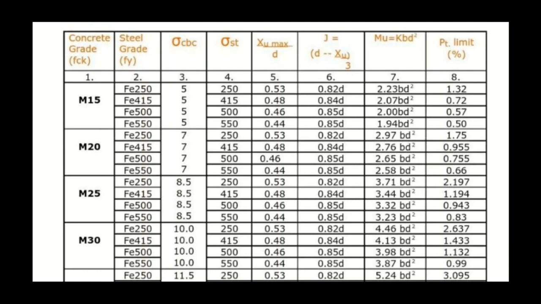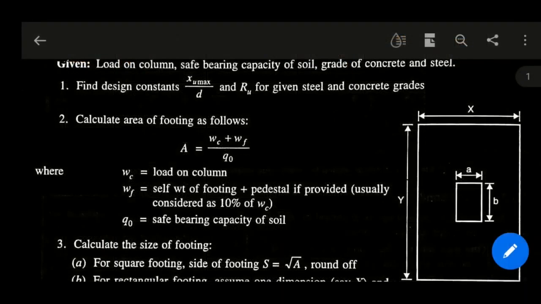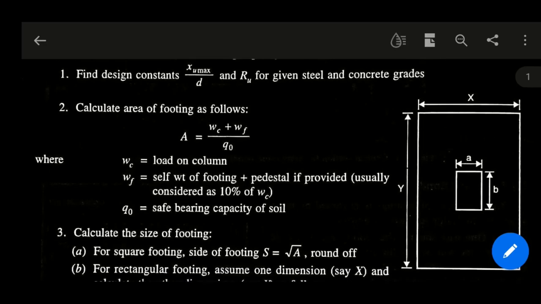So let's check the design steps. Now step number 2, we have to calculate the area of footing as follows. Area of footing, capital A, is equal to WC plus WF by Q0. Here WC is the load on column and WF is the self weight of footing plus pedestal if provided. Usually WF is considered as 10% of WC in calculation. And Q0 is the safe bearing capacity of soil.